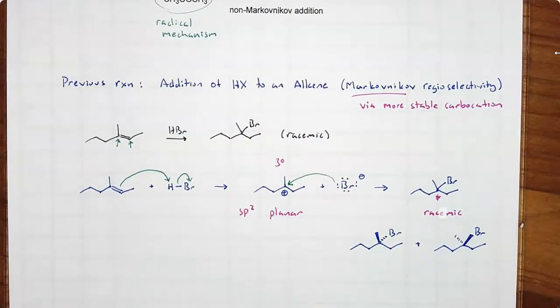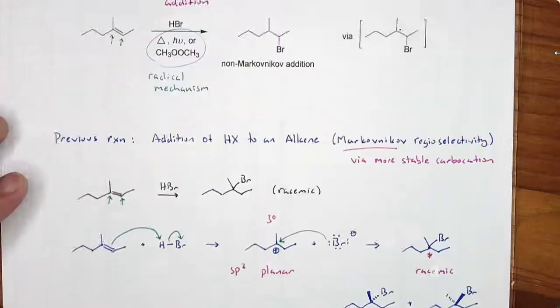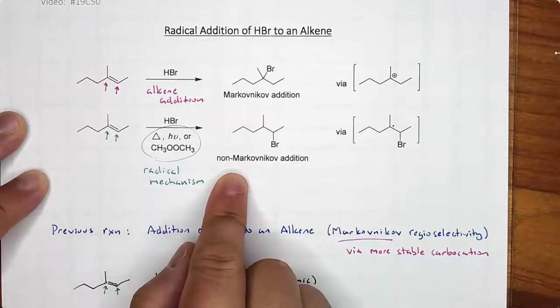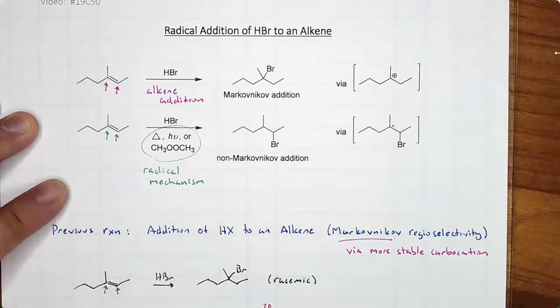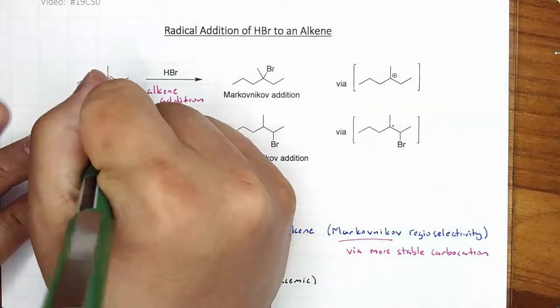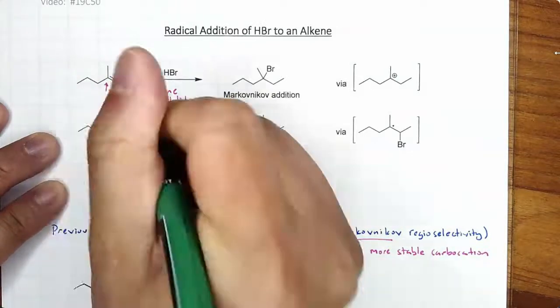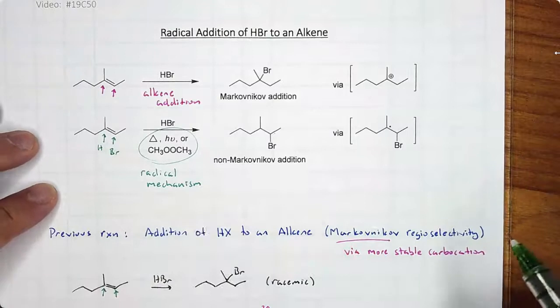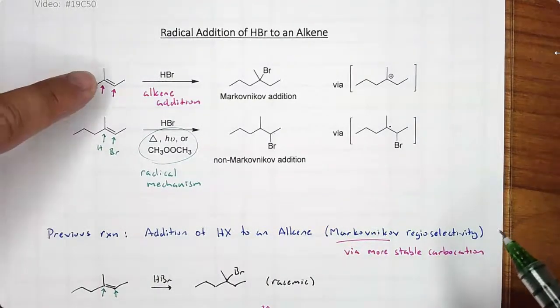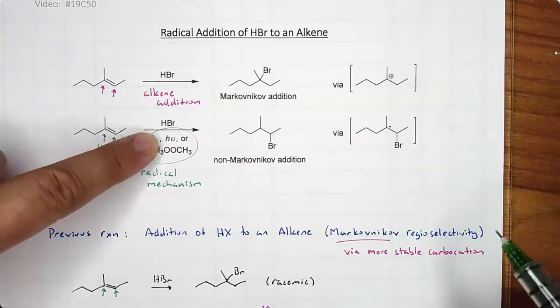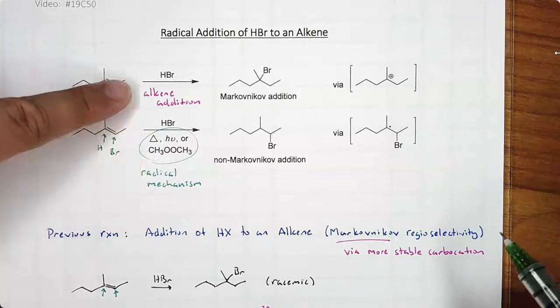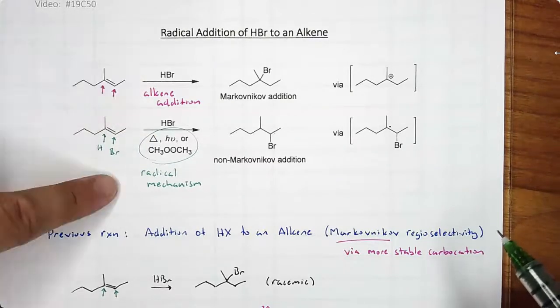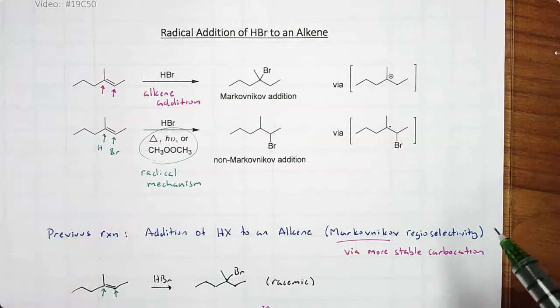Okay. Let me draw out the mechanism for the non-Markovnikov addition. Okay, so now that hydrogen goes here, and the bromine goes on the less substituted carbon. And this happens simply by just adding heat, light, or peroxide to this reaction up here, making it go through a radical pathway.